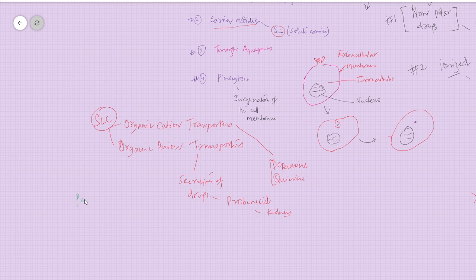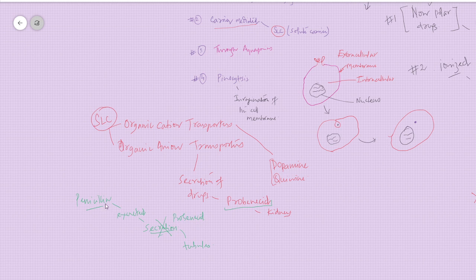So penicillin is excreted in the kidney by secretion. We know there are different mechanisms of excretion in the kidney, that is filtration, secretion, etc. Penicillin is excreted by secretion into the kidney tubules, and this secretory pathway is blocked by probenecid.